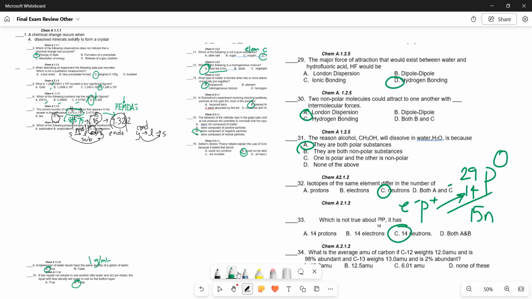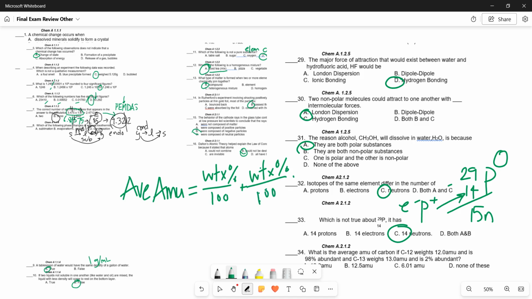What is the average AMU of carbon-12, which has a weight of 12 AMU and is 98% abundant, and carbon-13, which weighs 13, and is 2%. So just quickly, you really don't need to do the math here, but I'm going to show it to you in case you run into this. The average AMU is going to be the weight times the percent divided by 100, and you repeat that for every isotope in that element, so on and so forth.